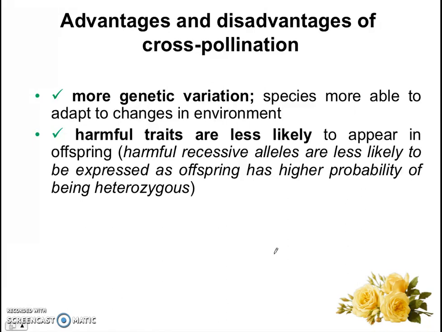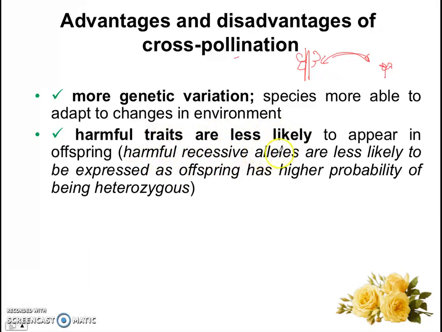So if one parent plant has some harmful trait, let's say this very weak looking plant here has a harmful trait, if these two plants are crossed, then some of the offspring may not look so weak, right? Because they might get some genes from the strong parent. So the harmful traits are less likely to appear in the offspring.